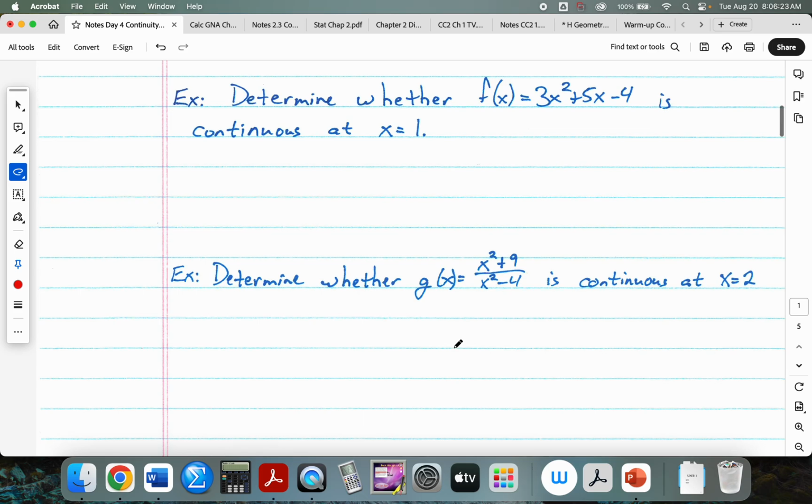So let's look at some examples. Let's determine whether f of x equals 3x squared plus 5x minus 4 is continuous at x equals 1. Well, let's find f of 1. f of 1 is going to be 4. That's pretty easy to do in your head.